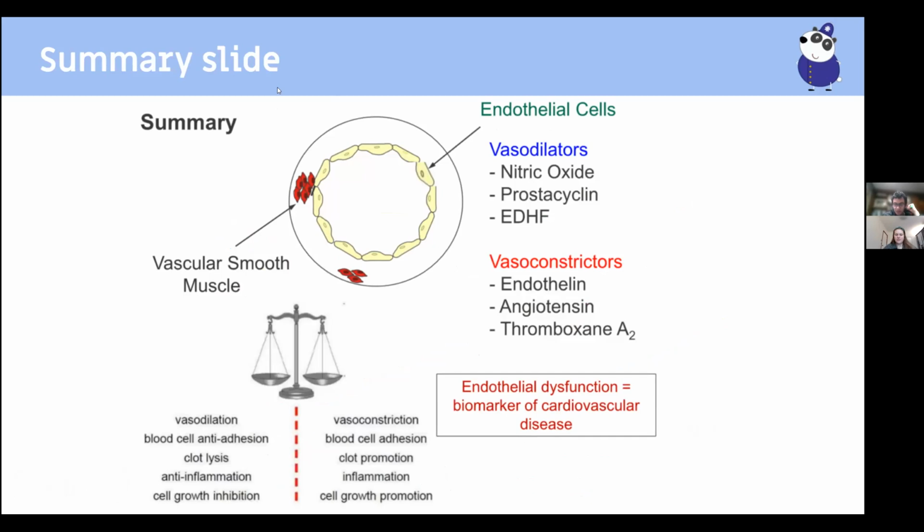So this is a summary slide. You have endothelial cells here. You have vasodilators such as nitric oxide, prostacyclin, and EDHF, vasoconstrictors such as endothelin and thromboxane A2, with endothelin, I'd say, most important. And endothelial dysfunction is an important biomarker of cardiovascular disease. Ultimately, it's a balance between the two.